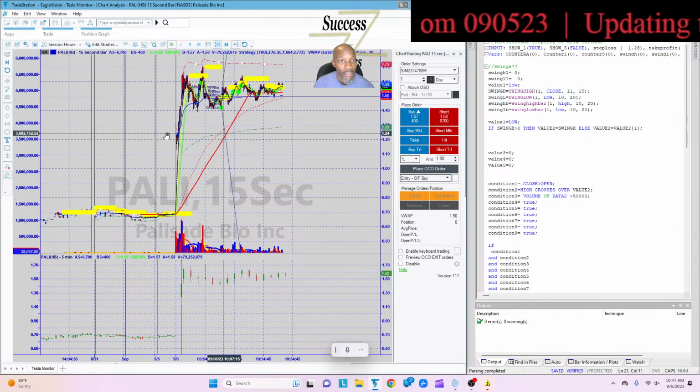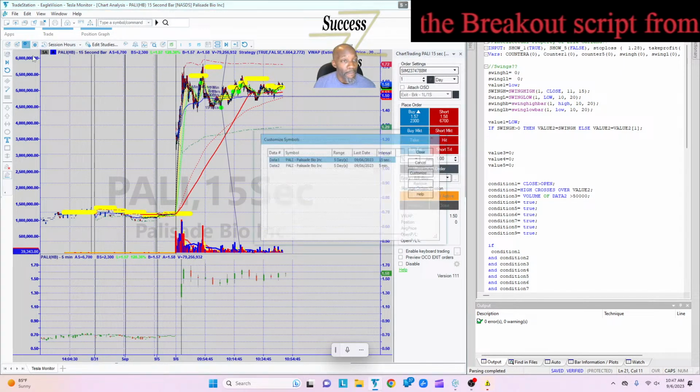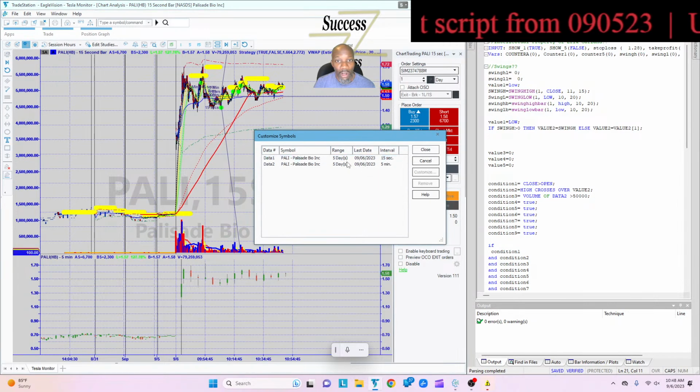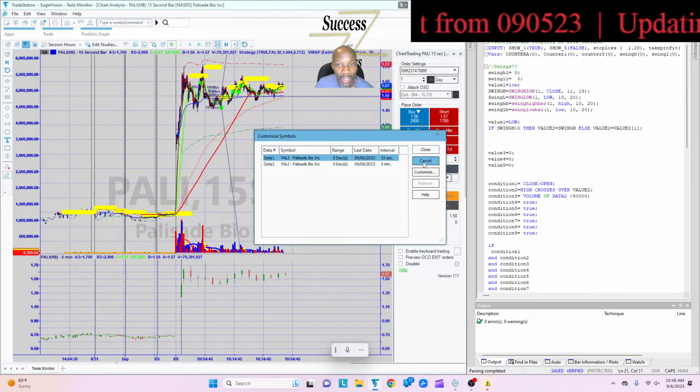Okay. Let's edit symbol and make sure that we've gone back enough days. It looks like we've gone back enough days because we have our indicators already showing up there. So the 15-second time frame for the one, 5-minute time frame for the other.